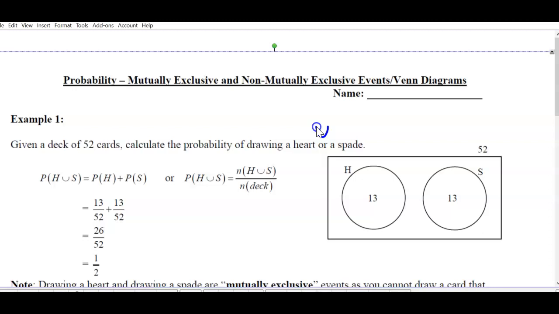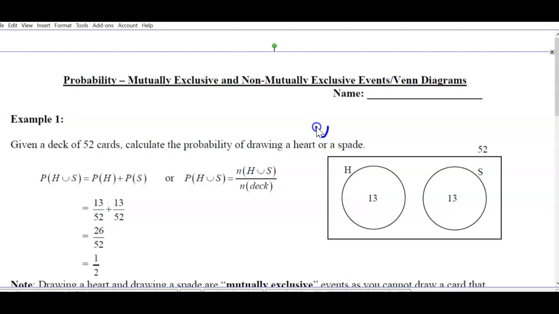There's 4 suits in a deck of cards: hearts, spades, clubs, and diamonds. That's the suit, right? That's the main part of it. So you can't have a card with 2 suits on it. So it's a straight adding the probabilities together. Okay? So 13 out of 52 plus 13 out of 52, 26 out of 52, which is half the deck. You've got 2 suits out of 4, that's half. So the probability of drawing a heart or a spade is 1/2.